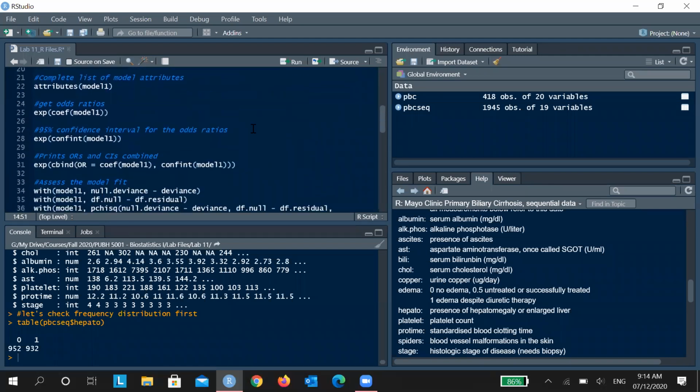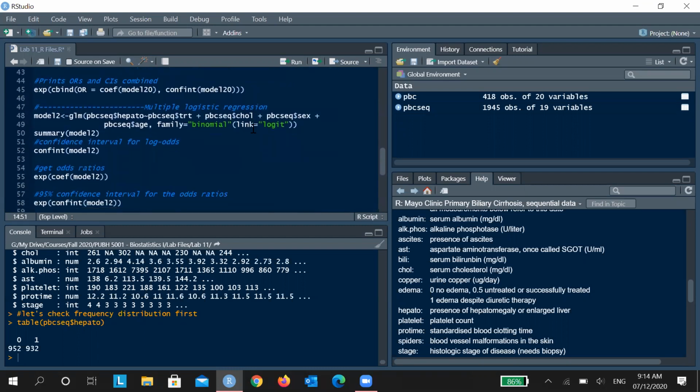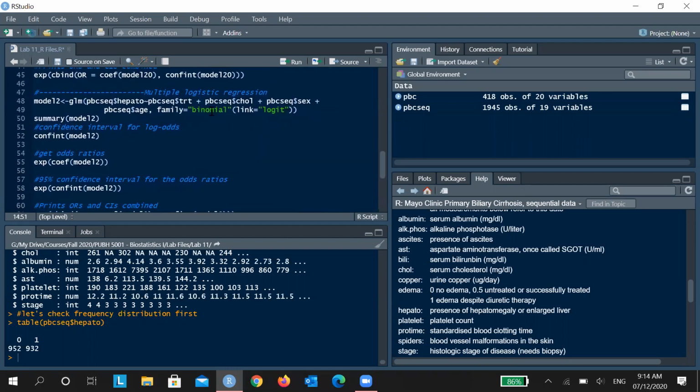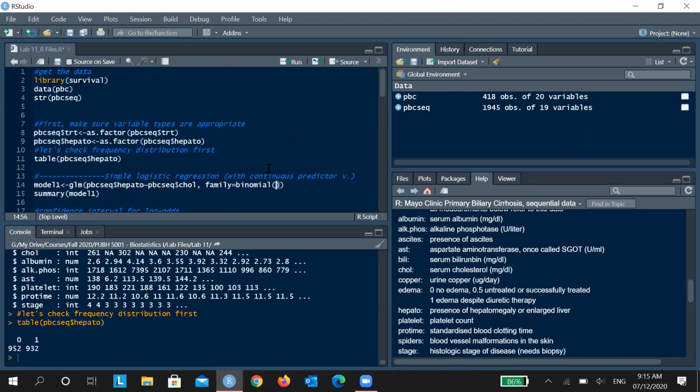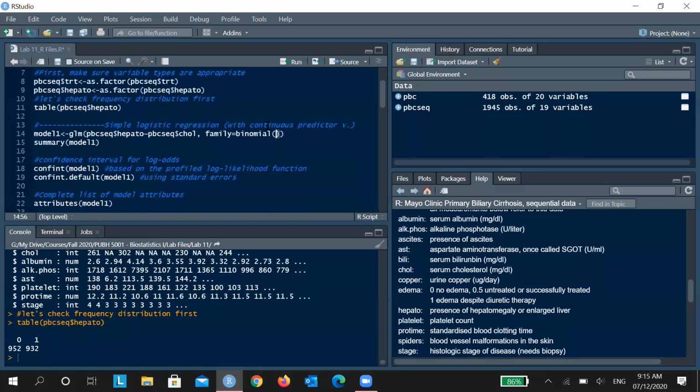Once you specify the binomial distribution, you can also write binomial in quotes like this, and in the brackets specify link equal to logit. By default, the link will be logit when you specify family equal to binomial. If you're wondering what other links you can use, there are other link options, like log, but it will not work with a binomial. You need a Poisson distribution for that. But you can run the probit link as well, which is a probit regression model. We'll cover that too. Don't worry about it.